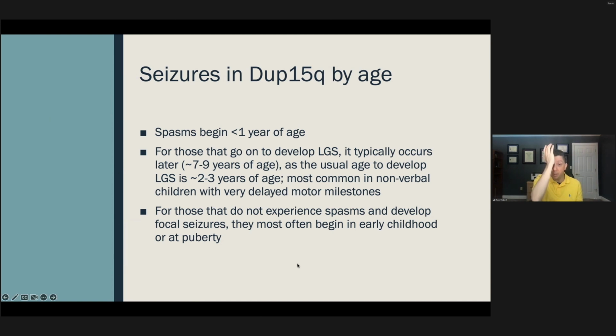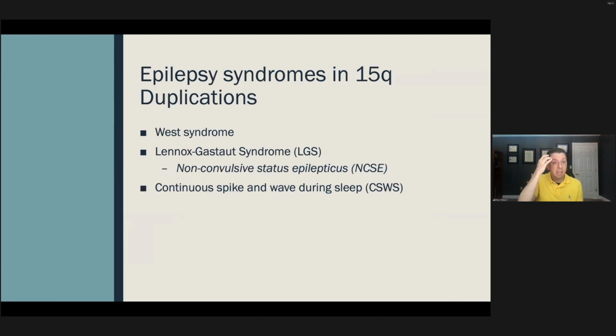And then for those who have spasms and then get focal seizures, or who do not experience spasms, their first seizures are beyond the spasms period. They can start in early childhood or puberty. Those are kind of the two hot spots to start with focal seizures. And people that have just focal seizures are usually a lot easier to control than the ones that have the more Lennox-Gastaut type. And then looking at the epilepsy syndromes, there's 3 of them that really seem to fit in Dup15.